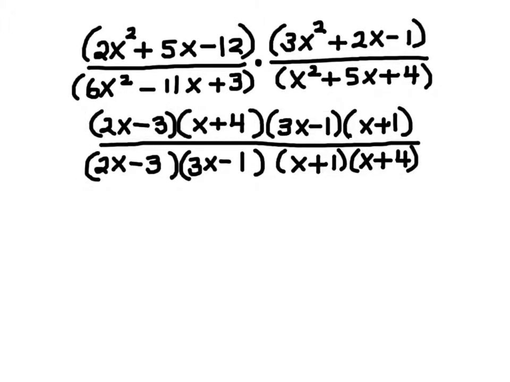Okay, let's look at what cancels out. We have a 2x minus 3 in the numerator and denominator, so that cancels out. We have a 3x minus 1 in the denominator and also in the numerator. We have an x plus 4 in the denominator, also in the numerator, and an x plus 1 in the denominator, also in the numerator.